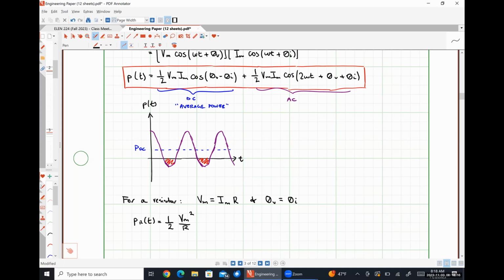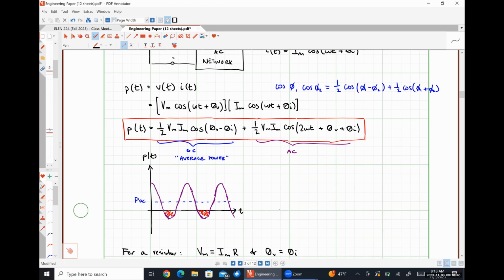Now I have the cosine of theta V minus theta I. Well, for a resistor, theta V and theta I are literally the exact same thing. So what's the cosine of 0? 1, okay? So we effectively have already figured out what our average power term is. It's just 1/2 Vm squared over R, which is very similar to our DC relationship for the power absorbed by a resistor, except that we're multiplying by this factor of 1/2 because of this trig identity. Okay.